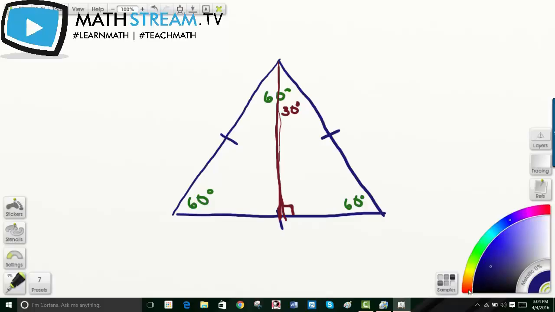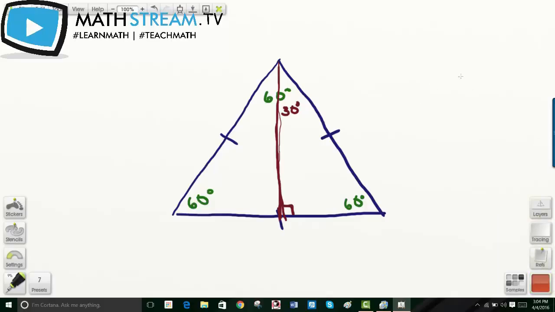Let's do a different color. We'll do more peach. We're trying to find the missing sides of a 30, 60, 90 triangle with a hypotenuse of 1. So let's look at what we have here. We have a 30, 60, 90 triangle. The hypotenuse is this one here, down the side, across from the right angle, and we know it's 1. So the question is, what is this side and what is this side?